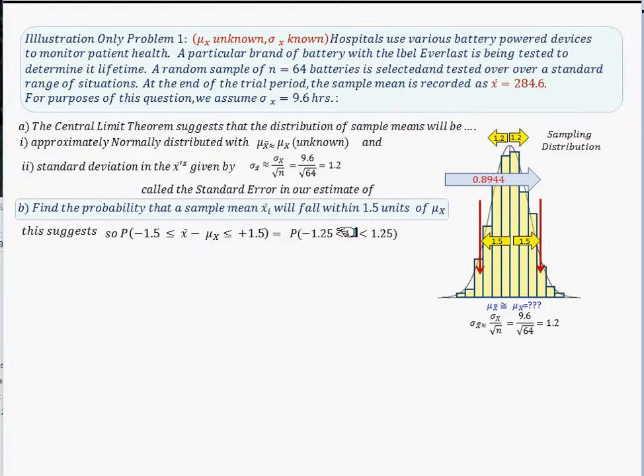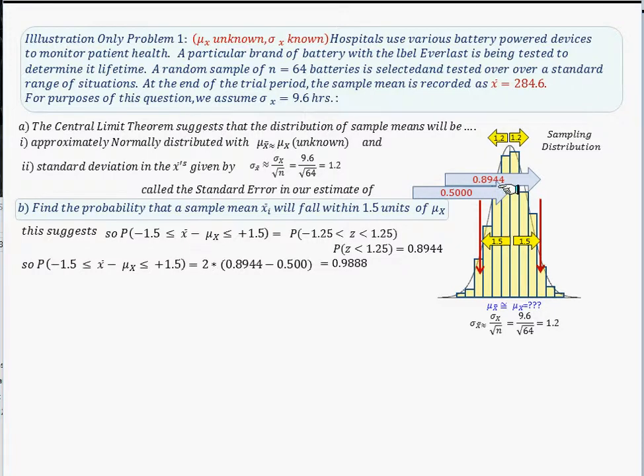And looking in the probability table, the area up to 1.25 is 0.8944, and the area up to the halfway point is 0.5. So the area in between these two arrows here is 0.8944 minus 0.5. And we double it because it's a symmetric region, and that answer is a 78.88% chance that the x bar will fall within 1.5 units of the population mean, which we don't know.